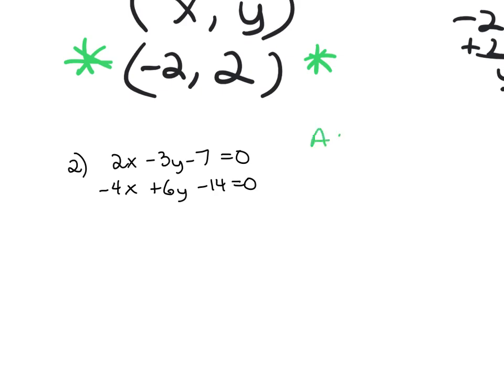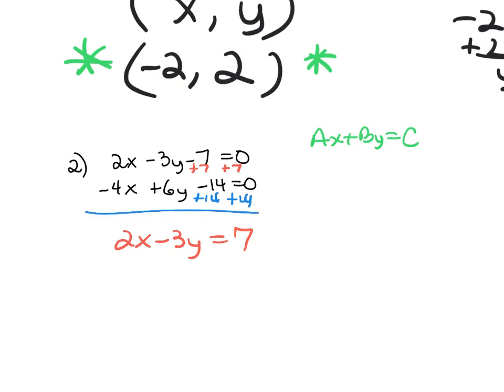is going to be ax plus by equals c. So I'm going to move the 7. So the first equation becomes 2x minus 3y equals 7. My second equation, I'm going to add the 14, and it becomes negative 4x plus 6y equals 14.